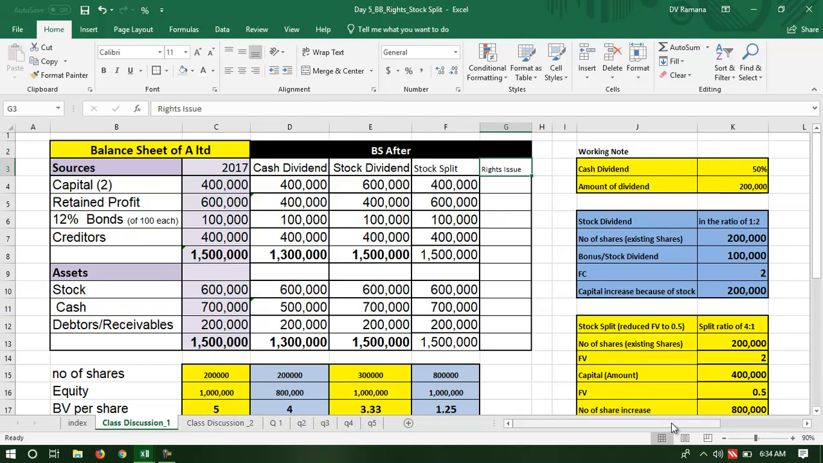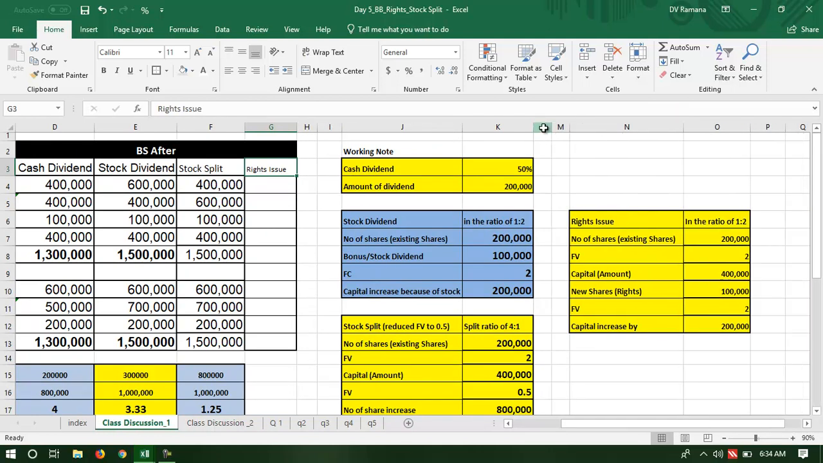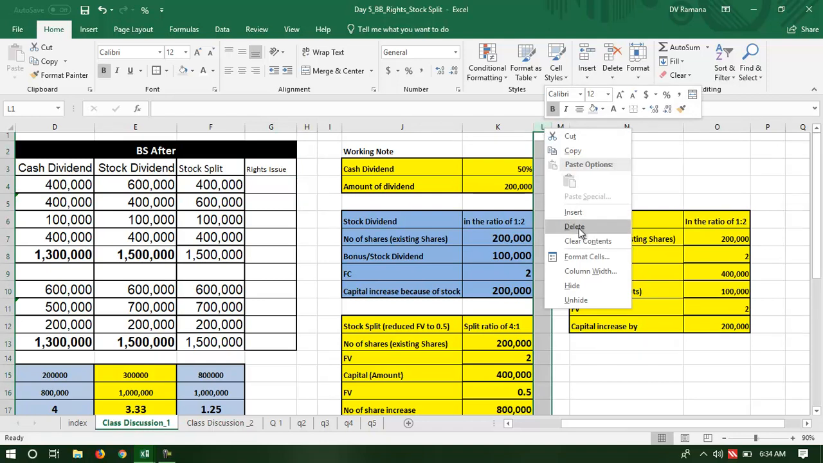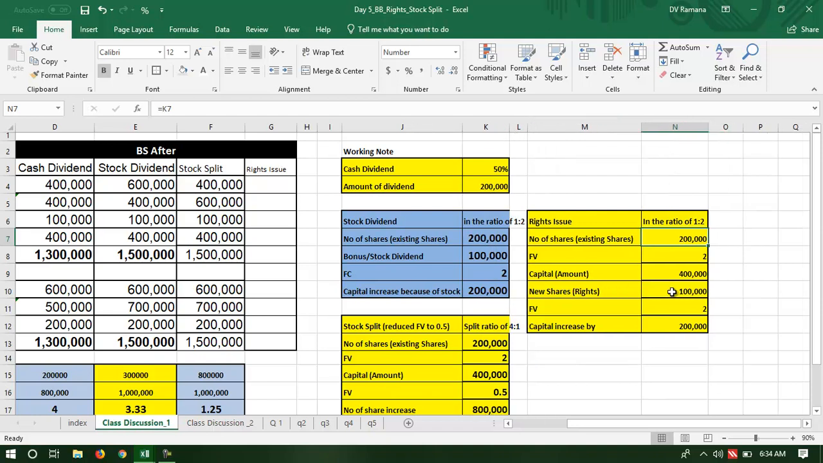So in this case, we are giving a rights issue in the ratio of 1:2. That means for every 2 shares, we are giving 1 share. 1:2, 1 for 2. So the existing shares are 200,000, okay? And we are giving the new shares 100,000.